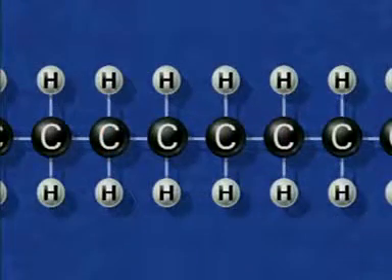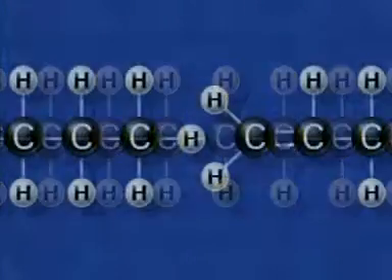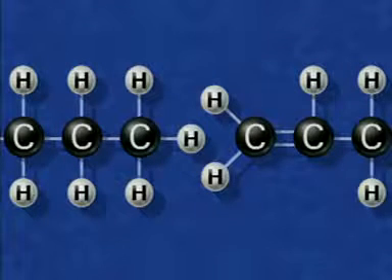The products of cracking include alkenes. These are hydrocarbons with reactive double bonds. They are vital starting materials for chemical processes such as polymerization. Valuable short-chain alkanes for petrol are also produced.